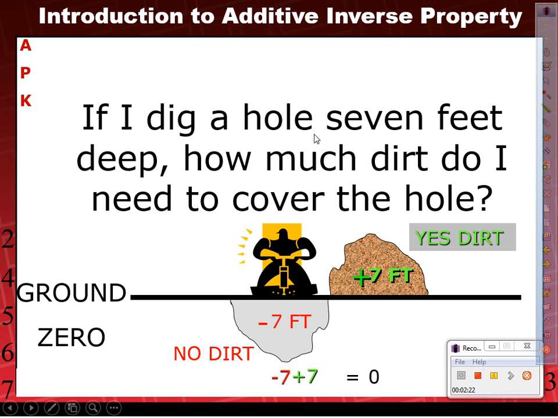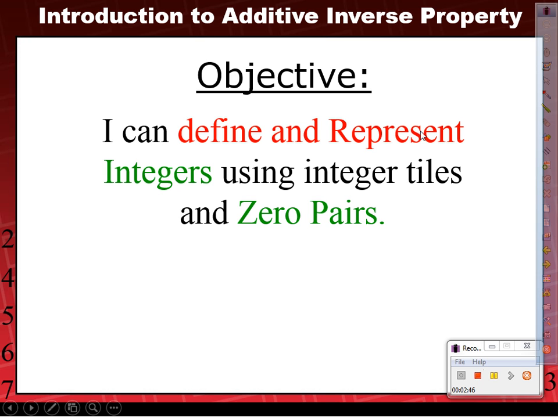So, to get started with our lesson and to get you set up with your Cornell notes, we start off always with an objective. It's always on the board, but I also have it on the screen. It says, I can define and represent integers using integer tiles and 0 pairs. Let's read it together. 1, 2, 3. I can define and represent integers using integer tiles and 0 pairs. So copy that at the bottom left of your Cornell notes where it says objective. I'll give you about 20 seconds. If you have your colored pens already, use your colored pens.